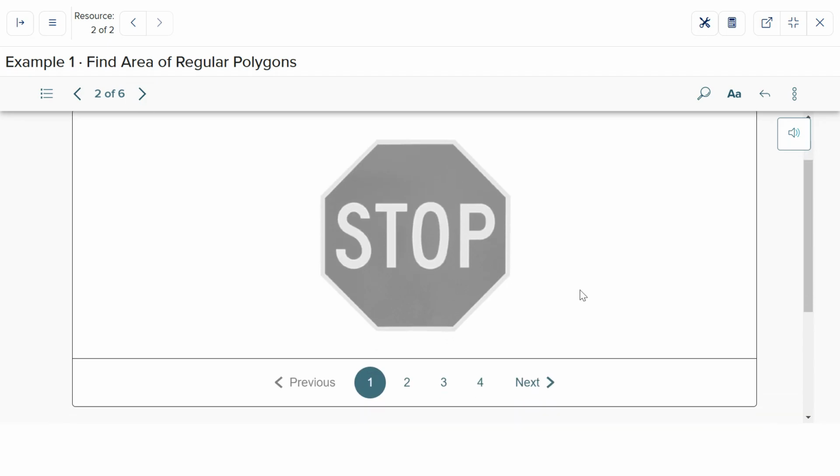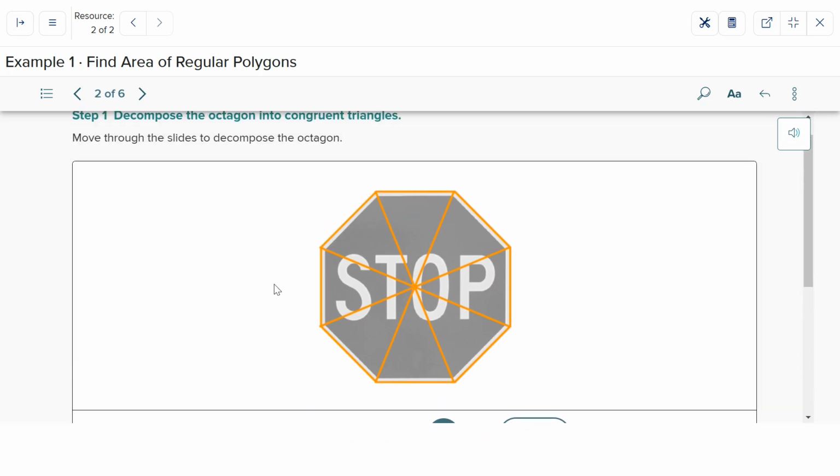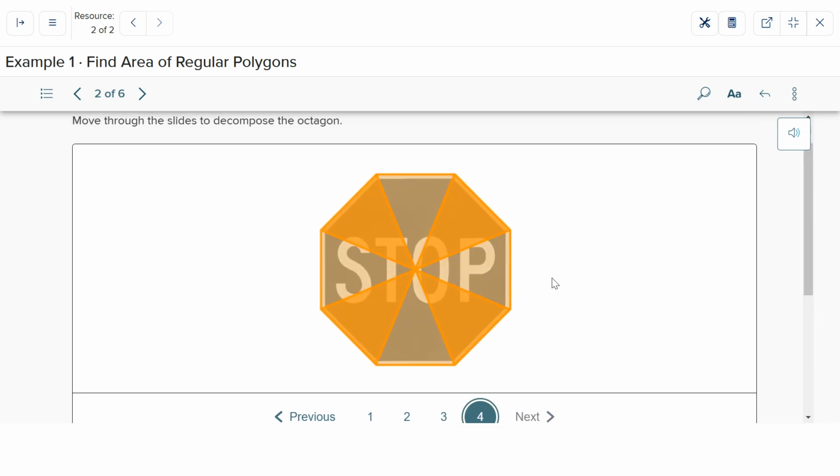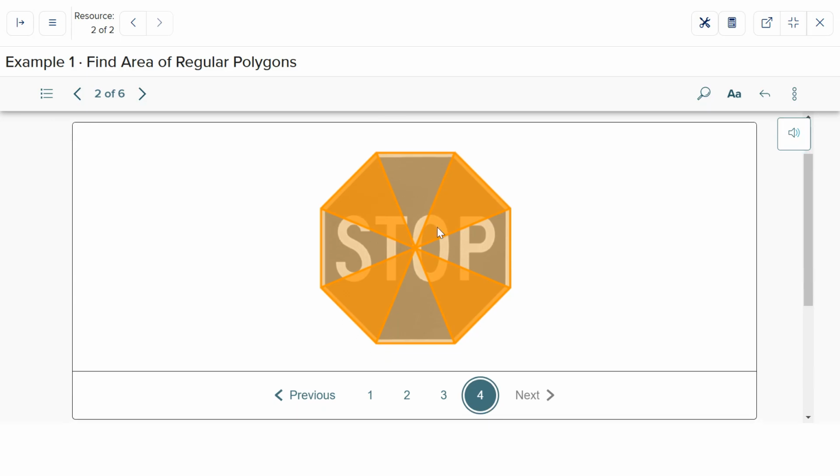So let's look at how to do that. We can split across the middle, and then we can split across the middle at all of our vertices here. So how many triangles does that give us? 1, 2, 3, 4, 5, 6, 7, 8. That makes sense because there are 8 sides in an octagon. And that's just a better visualizer there for you so you can see how they break down.